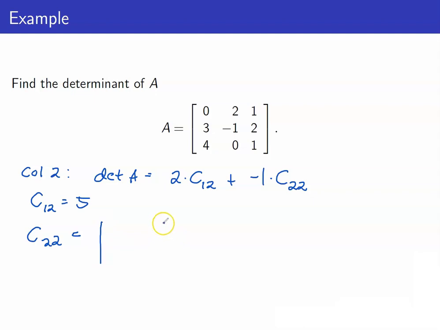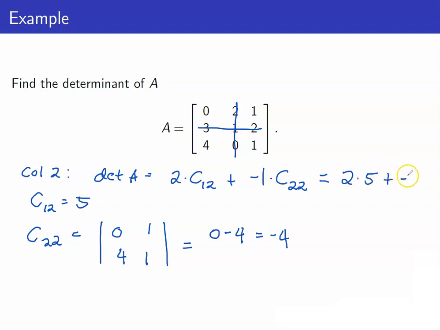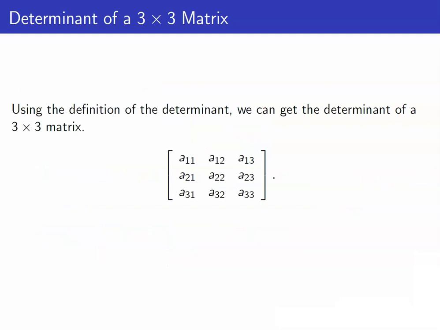So we will now get the determinant of the resulting matrix when we delete second row and second column. We have 0, 1, 4, 1. This is equal to 0 minus 4, which is equal to negative 4. So therefore, the determinant is equal to 2 times 5 plus negative 1 times negative 4. And we also obtain the same number, 14. Using the definition of the determinant, we can now get the determinant of a 3 by 3 matrix. Let us expand this using row 1.